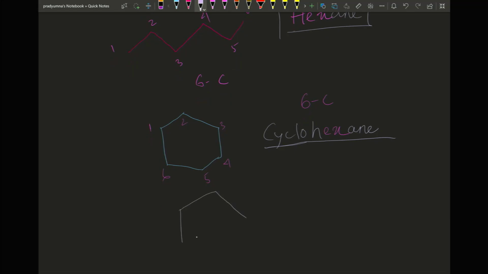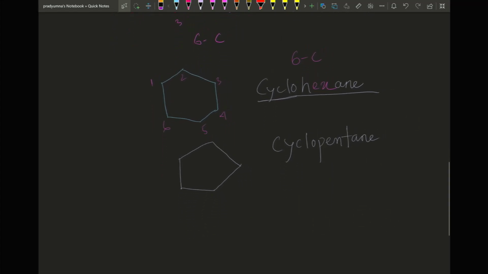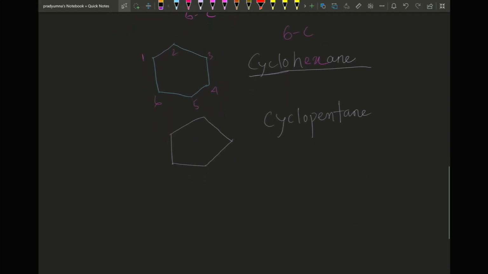What would we call this one? We have 1, 2, 3, 4, 5 carbon atoms. So this is going to be cyclopentane. All right. Okay, I'll stop here.